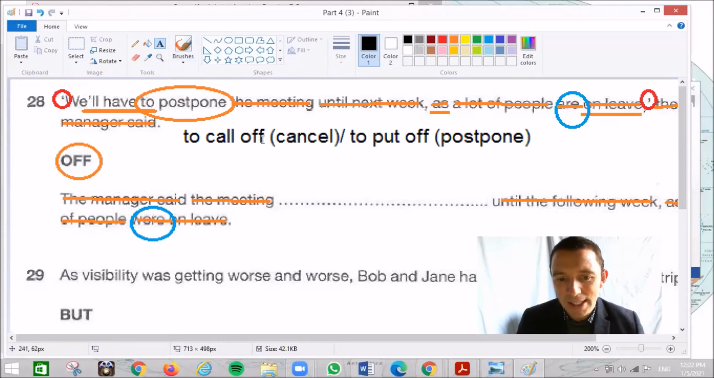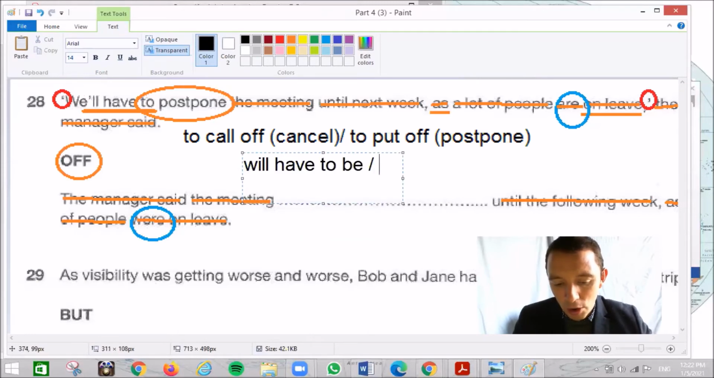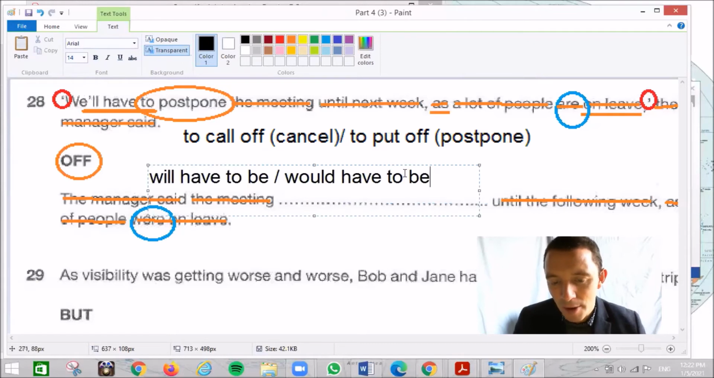So the manager said the meeting, and remember, will have is the future simple, but because it's reported speech, we need to change the form of the verb, and it moves from direct speech to reported speech. Okay, so here, the manager said the meeting will have to be, that's the best possibility, or would have to be postponed or put off. Okay, so that's the substitution for the verb, would have to be put off or called off.